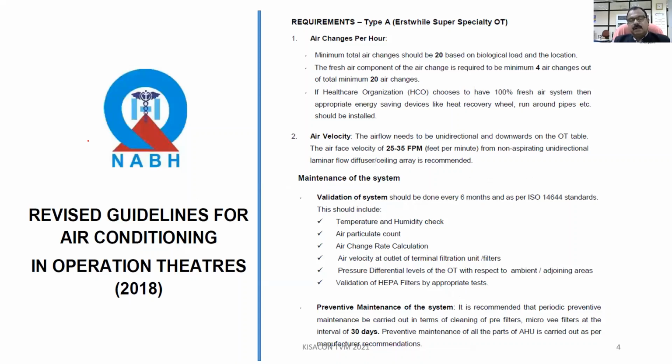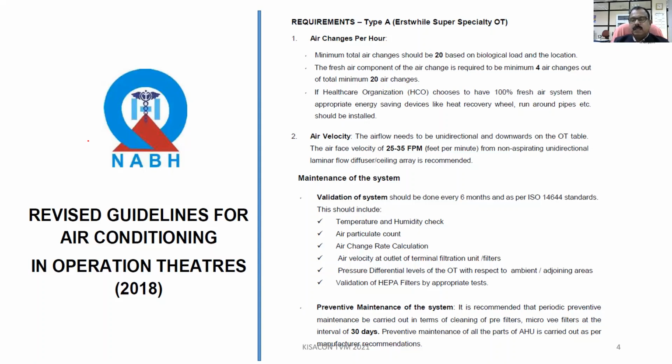Another aspect I would like to touch upon is about the ventilation. The infrastructure, the modular OTs have come in many of the hospitals now, and the ventilation is a very important aspect in the quality of theaters. So as per the guidelines of the NABH, we need to have 20 air changes, and there has to be a flow of air which is coming to the operation table, and the velocity of the air 25 to 35 feet per minute.